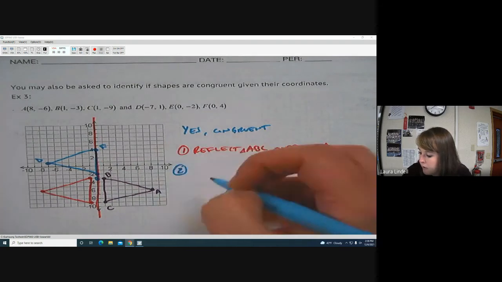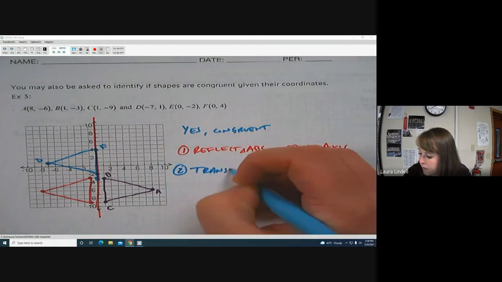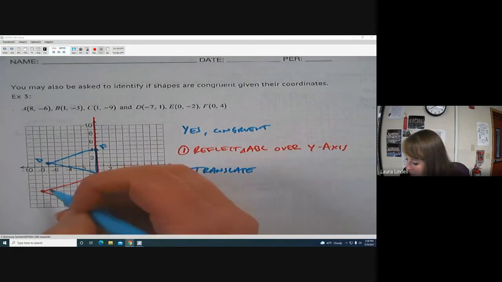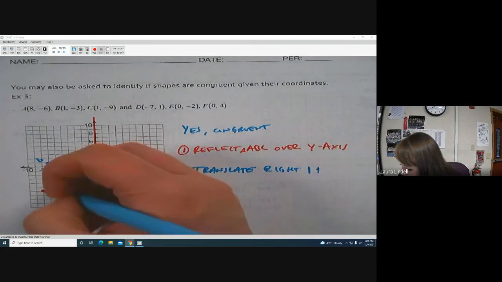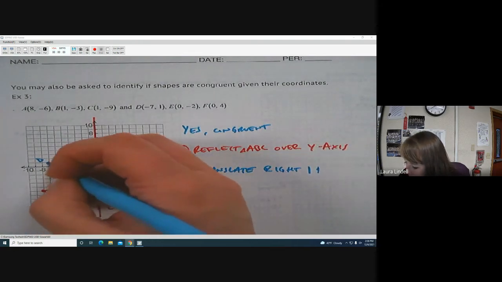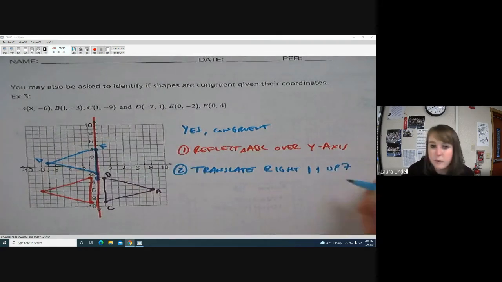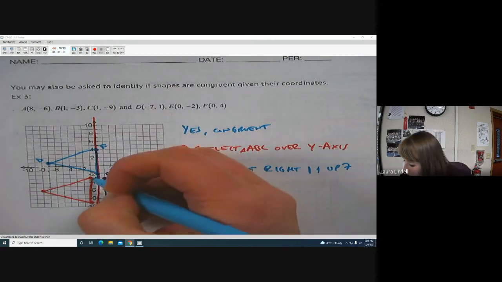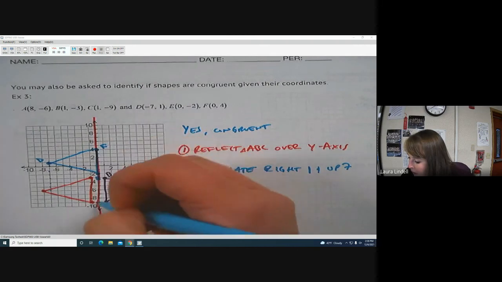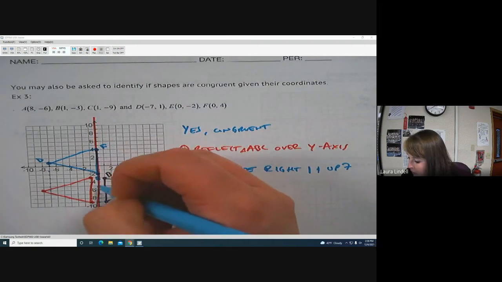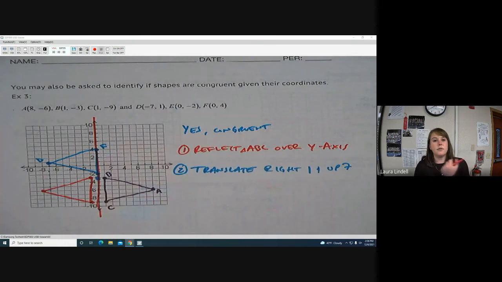Step 2, translate. Looks like I have to go over 1 to the right and up 1, 2, 3, 4, 5, 6, 7. If you want to double check and make sure that all of your points land where they're supposed to, if I go right 1 and up 7, we land on F. And if I go from here, right 1, up 7, we land on E. So we're good to go. Everything lands where it's supposed to.